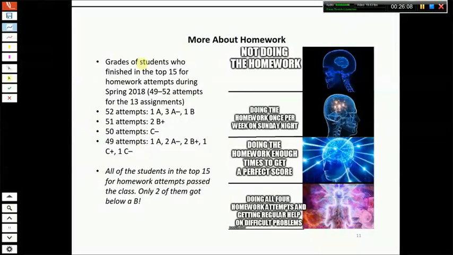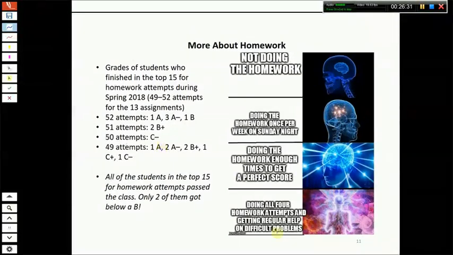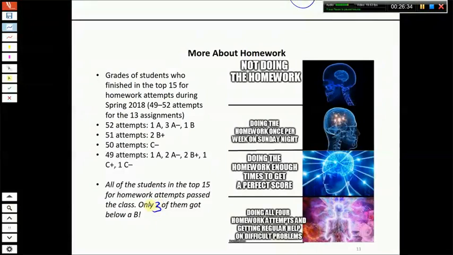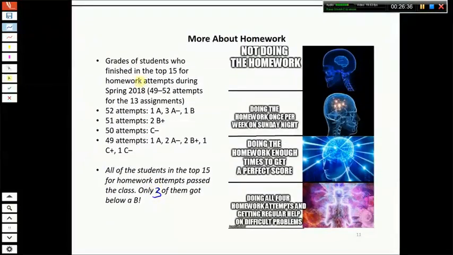Looking at how these students did, of the students that did all 52 attempts, 1 of them got an A, 3 got A minuses, and 1 got a B. And you can see that the students that missed just 1 attempt both got B pluses. 50 attempts, the student got a C minus. 49, there's a mixture of grades ranging from A to C minus. So the point being, out of these 15 students, only 2 of them got below a B. We had, maybe it was 3, I can't count. 3, either a typo or an inability to count. But still, 12 out of those 15 students got B minuses or higher, which I think most of you would be fairly satisfied with in this course.